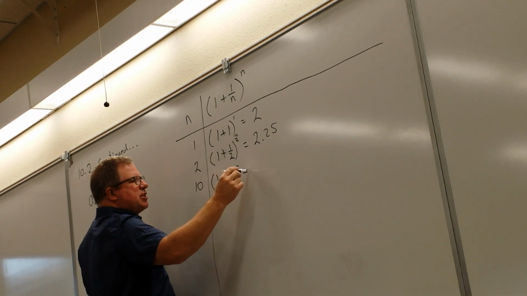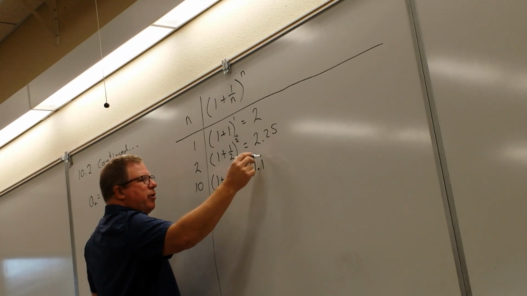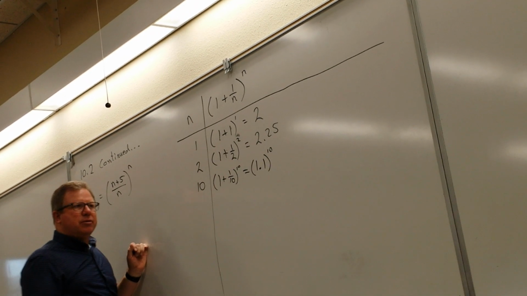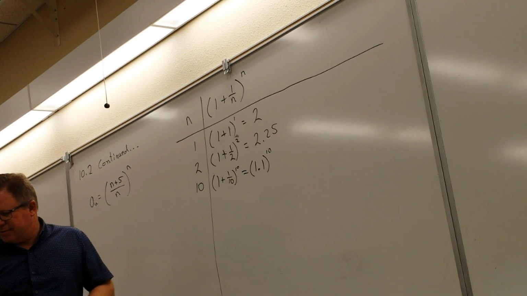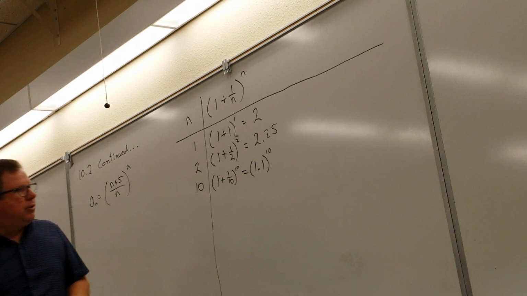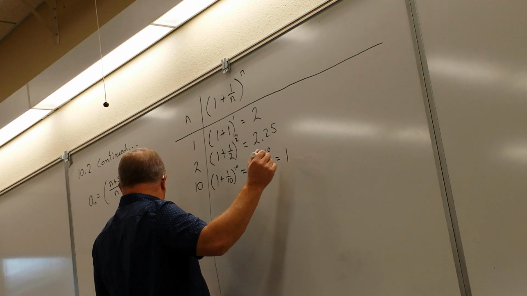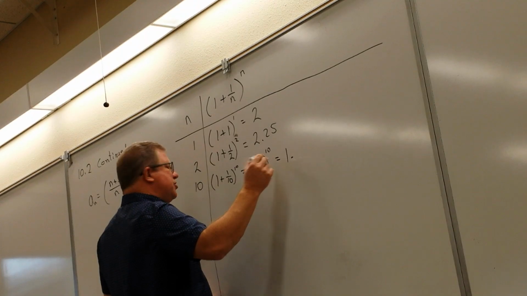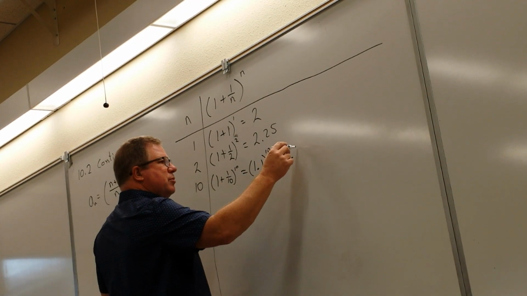1/10, let's think in decimal form. That's going to be 1.1, right? Is that correct? Decimal form? What do you get for that? 1.21. 1 point what? 21. Is there any more? That's it. That's it? Yeah. 1.21.